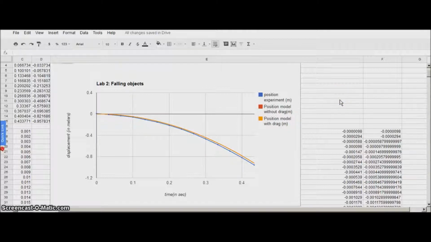I extracted the data from Tracker and both computer models and plotted them in Google Spreadsheet. You can see the graphs do fit in the observed time interval and the discrepancy is low. Furthermore, the graphs of both computer models are equal because the value of b is so small. I think the reason for this result is that the observed time interval of 0.434 seconds is very small and the drag of the capsule is very small too.